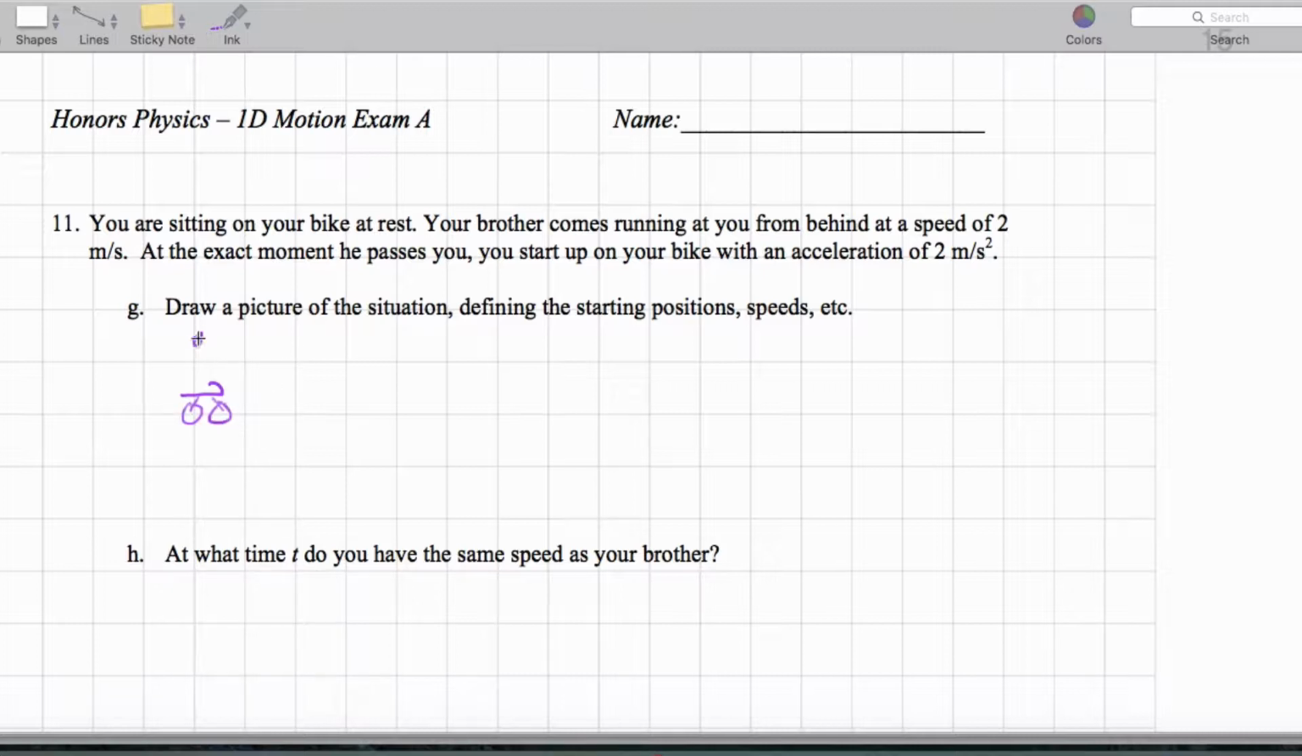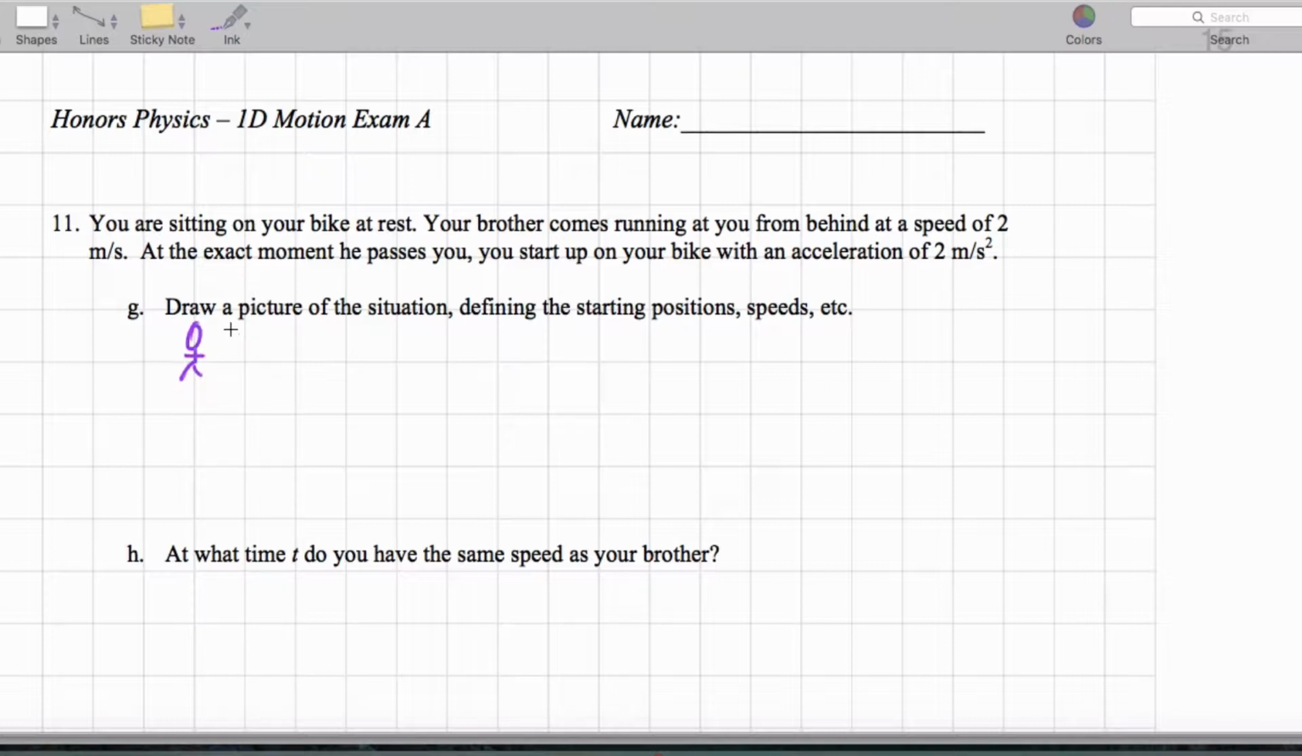And then I'm going to draw the brother here. They're going at 2 meters per second. That's my brother's initial speed, and then I'm at 0 meters per second. That's my initial speed. I'm going to say that the initial position of my brother is 0. My initial position is also... you know what, I'm going to use different colors. Let me just start this a little bit more carefully.